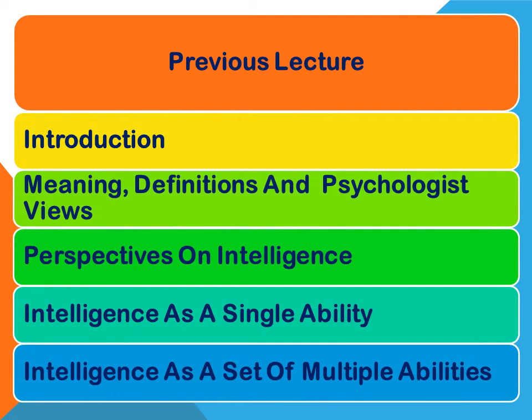Students, in the previous lecture, we studied the introduction of intelligence, in which we studied the meaning, definition, and psychologists' views about intelligence. Second, we studied the perspectives on intelligence. There were two perspectives: one, intelligence as a single general ability, and two, intelligence as a set of multiple abilities.